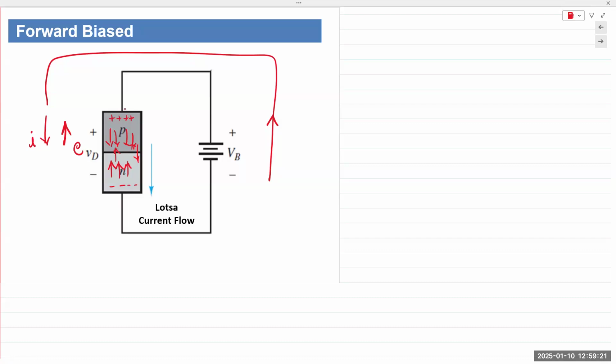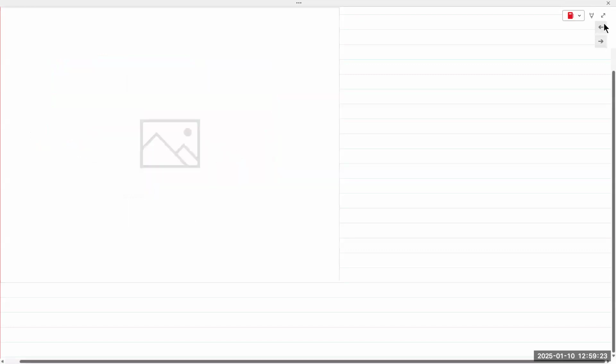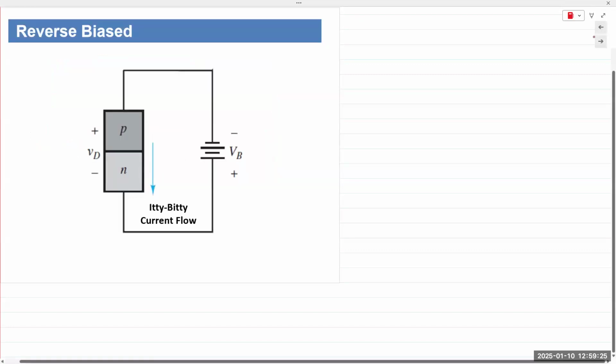Okay, I think we are almost out of time. We just have a few more seconds left. So I'm quickly going to talk about reverse bias. I'll go more in depth on all of this on Monday also.